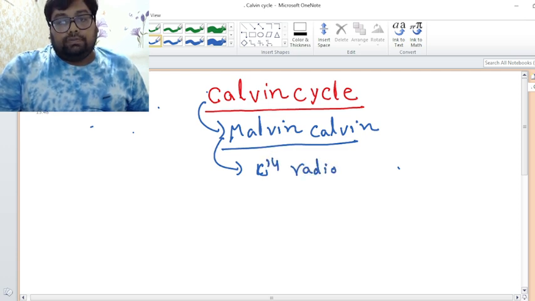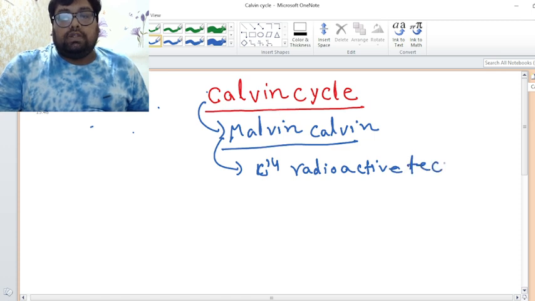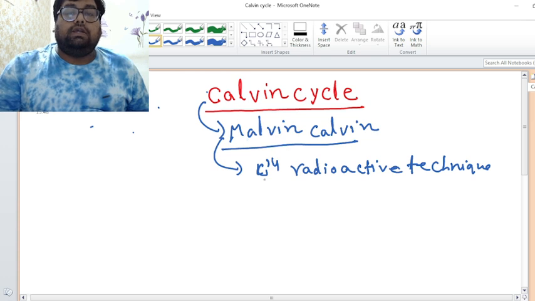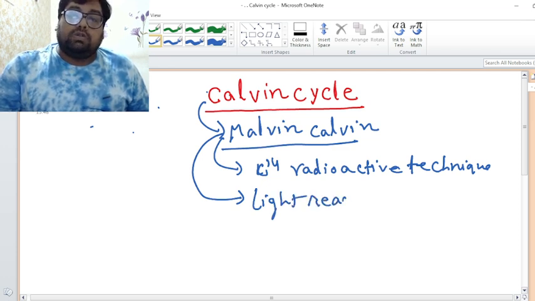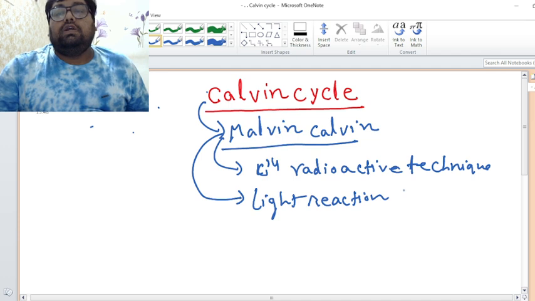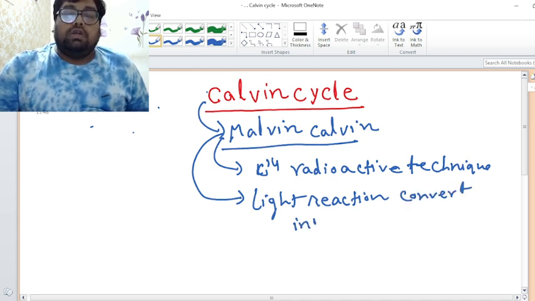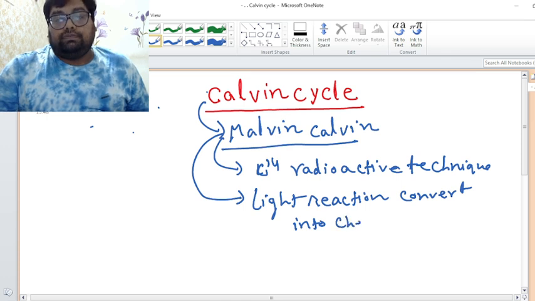radioactive technique. Using the radioactive technique, Calvin explained how the light reaction is converted into a chemical reaction.